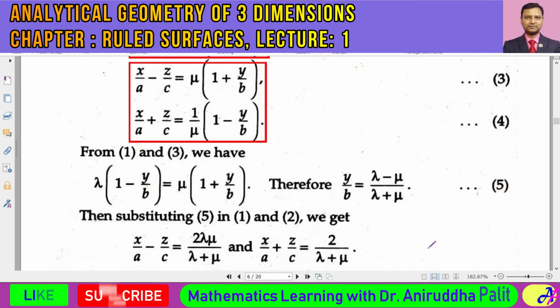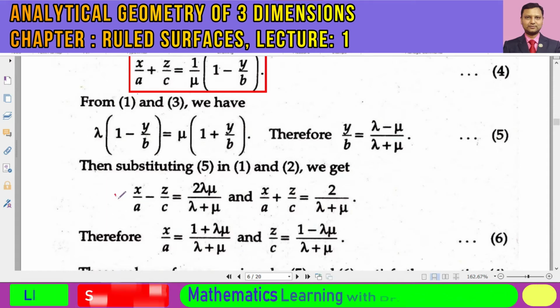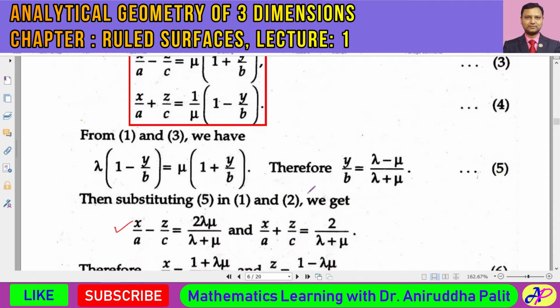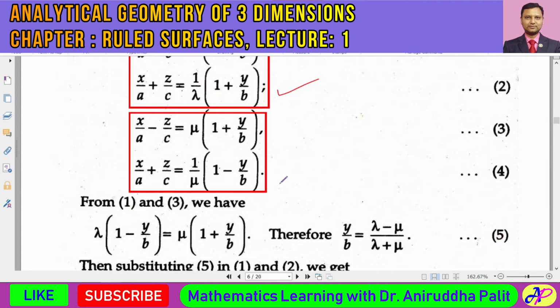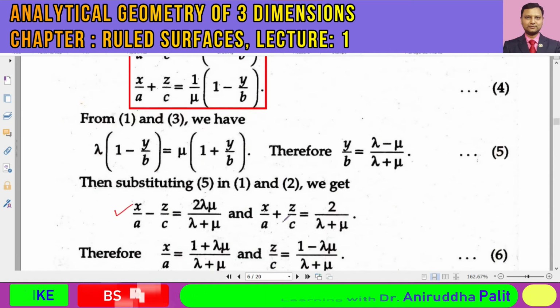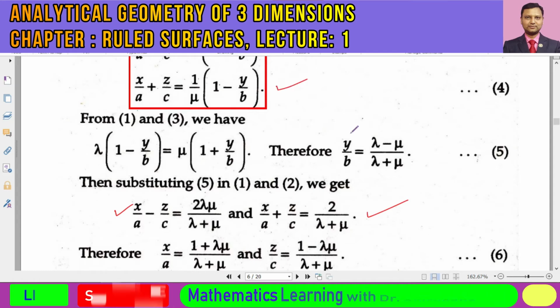So if we put these expressions in these two relations, we will have this type of relation. This is the first result that would come out of this equation number 2. And what would be the second result? This is the second result that would come out of this equation number 4.